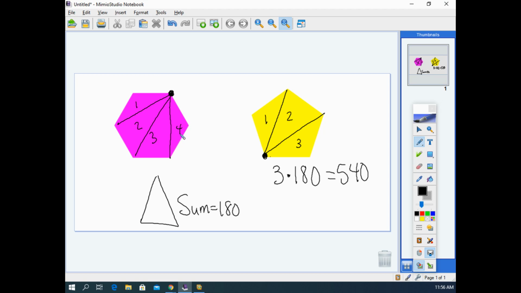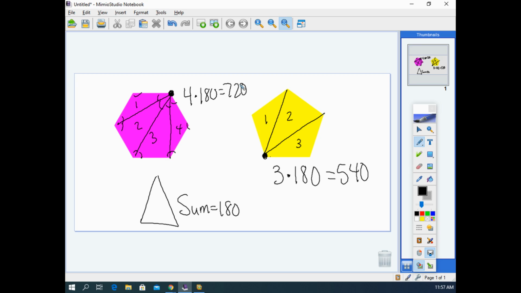So for each triangle, the angle measurements are going to equal 180. 180, another 180, and another 180. So that means I've made 4 triangles. So 4 times 180 degrees is going to give me 720. So the sum of all the angle measurements in a hexagon will always equal 720. No matter what shape you have, you can use this trick.